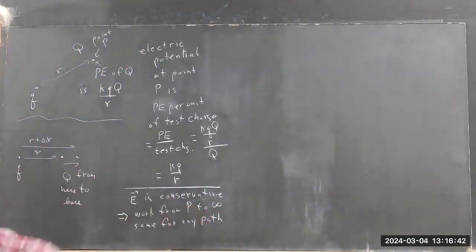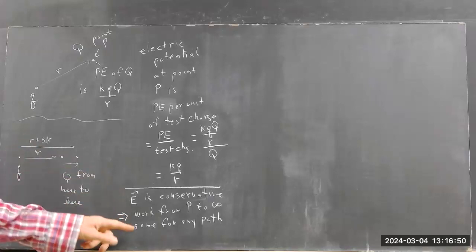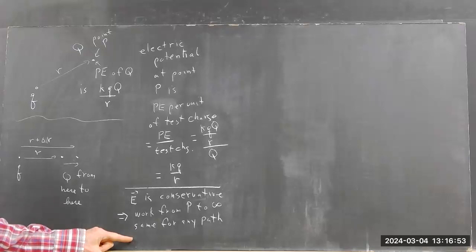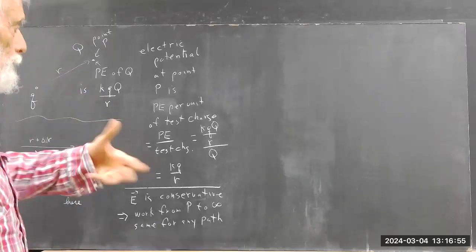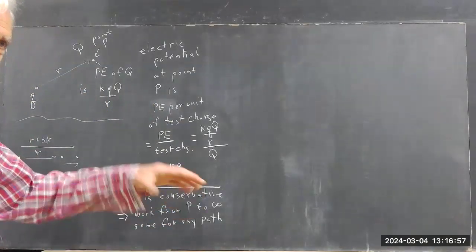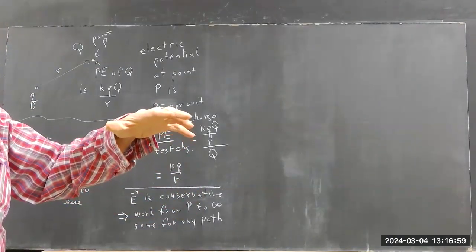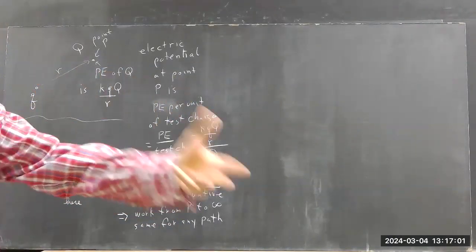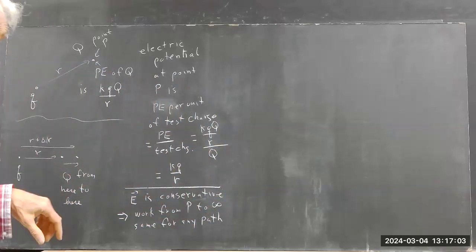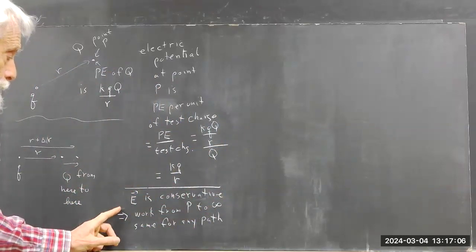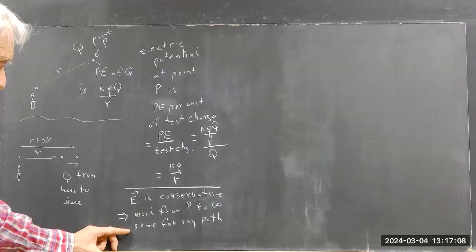Work from P to infinity is the same for any path. That's what a conservative field is. It's conservative if and only if the line integral... and we'll talk about line integrals. We'll wave our hands about line integrals here, but we're going to get our hands dirty with them in multivariable calculus. So we'll look at multivariable calculus to refresh memory.